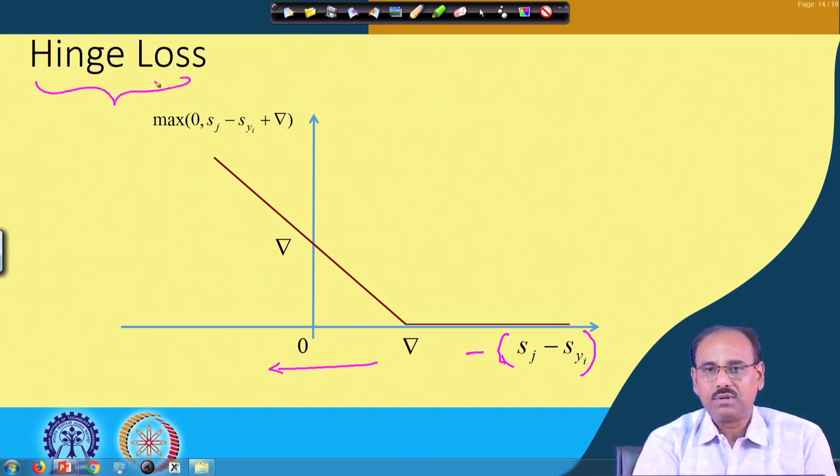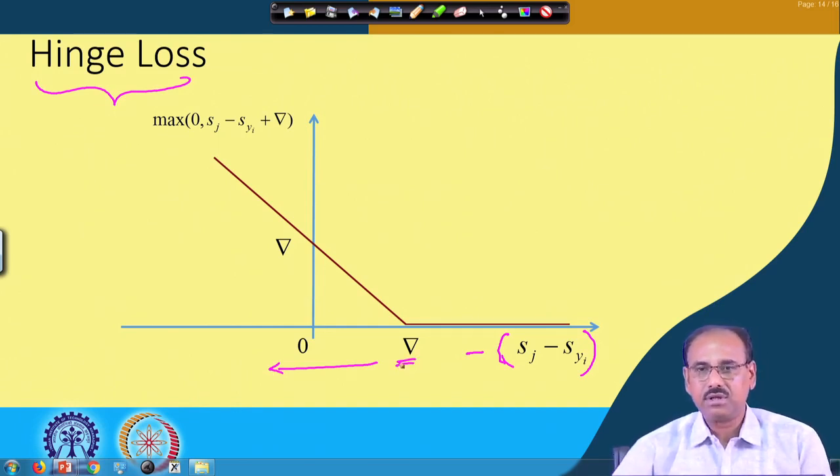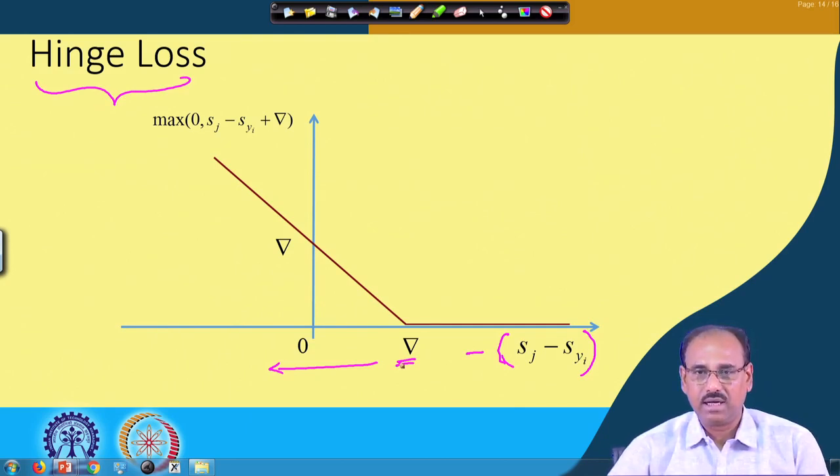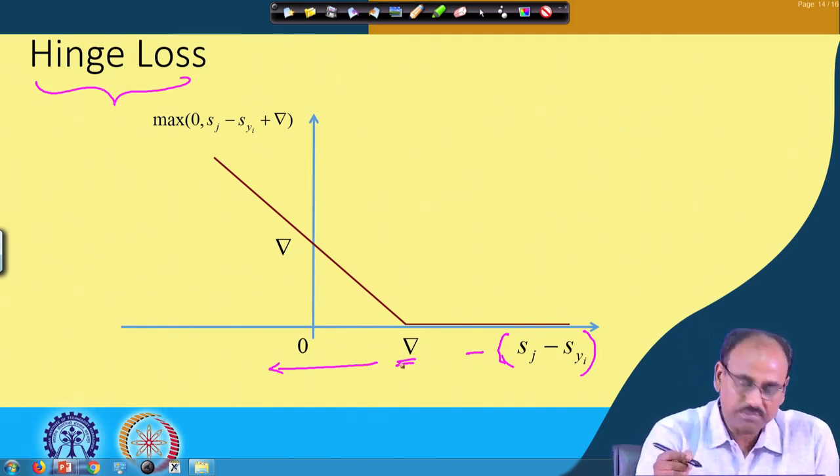So, in case of a linear machine which minimizes hinge loss, we are talking about a margin. The difference between the score of the correct class and any incorrect class must be greater than the margin delta, which is similar to the two-class support vector machine that we discussed earlier. This is what is known as the multi-class support vector machine. It tries to minimize the hinge loss as shown in this case.